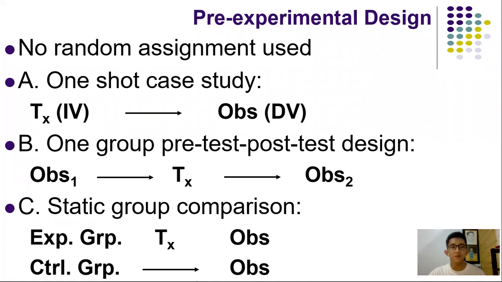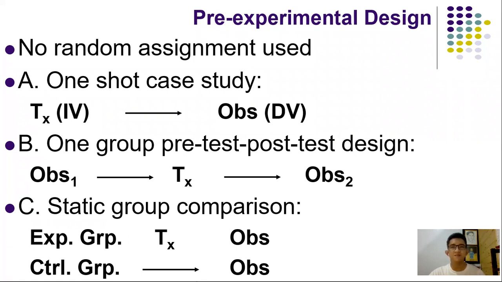One-shot case study. Sa one group pre-test post-test design, oobserbahan mo muna bago gawin ang experiment. Tapos, i-conduct mo na ang experiment at oobserbahan kung ano ang mangyayari pagkatapos. Sa static group comparison, magkakaroon ka ng experimental group at control group. Sa experimental group, ay igagawin mo ang pagbabago sa independent variable at i-observe mo kung ano ang mangyayari sa dependent variable. Sa control group naman, ay wala kang ibang gagawin kung hindi obserbahan lang ang variable na iyong ginamit.